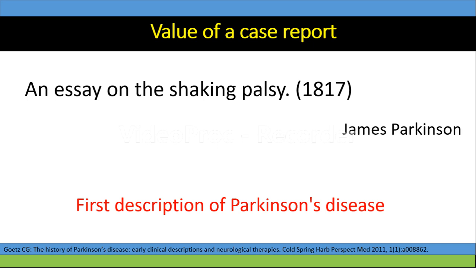a combination of literature review and many cases. It was simply an essay or a simple observation or documentation of the experience of a single physician, James Parkinson, on his disease, which actually shed light on this problem, and ultimately the interest of the medical community grew, and now we have a lot of research going on in Parkinson's disease.